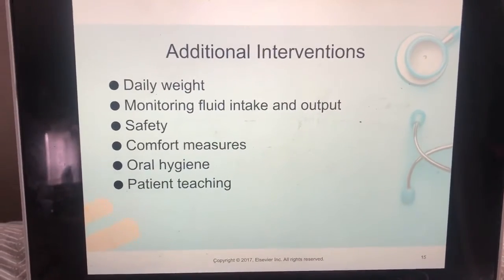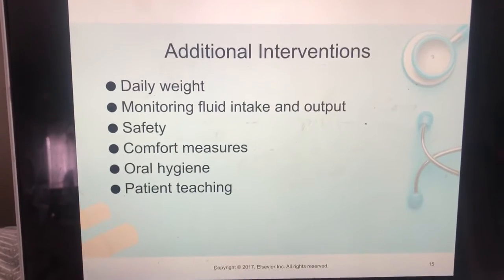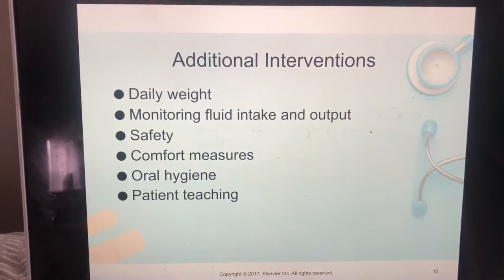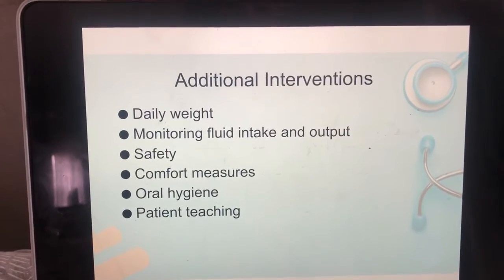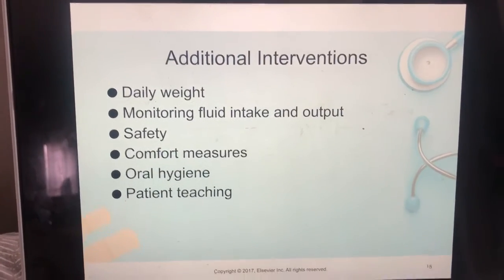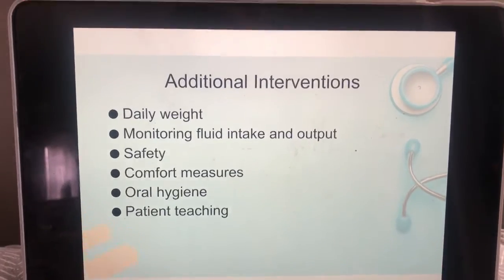And monitoring daily weights, monitoring fluid intake and output, safety, so teaching them to stand up slowly, compression socks, oral hygiene, patient teaching, all that stuff, just teaching them how to control their bodies and be aware of what their bodies are telling them.